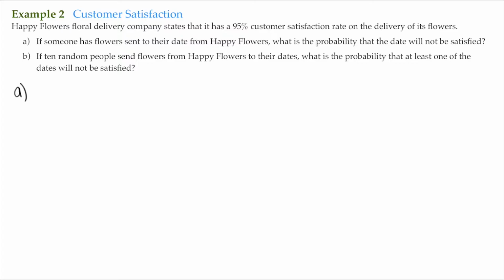It says if someone has flowers sent to their date from Happy Flowers, what is the probability that the date will not be satisfied? So if there's a 95% customer satisfaction rate, then the probability somebody will not be satisfied, well, that'll be 1 minus the 95. And of course, that comes out to be 5%.